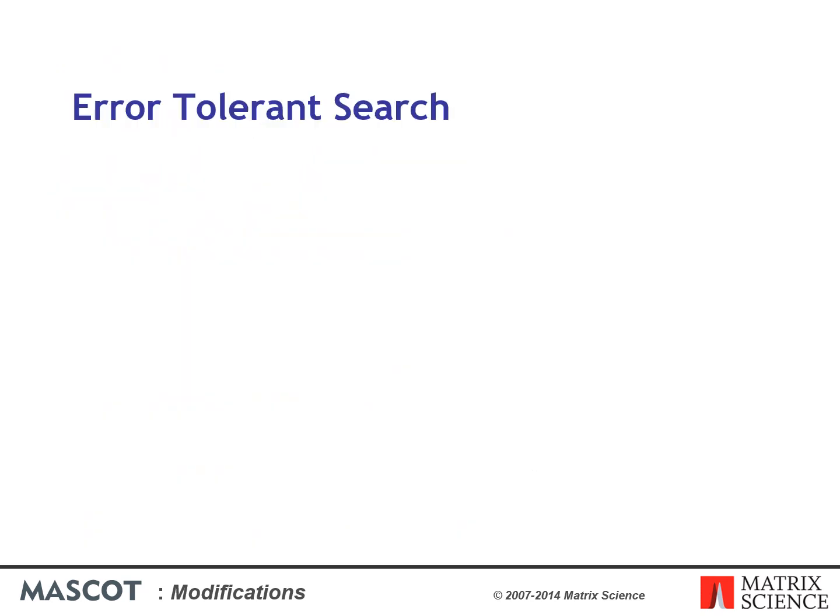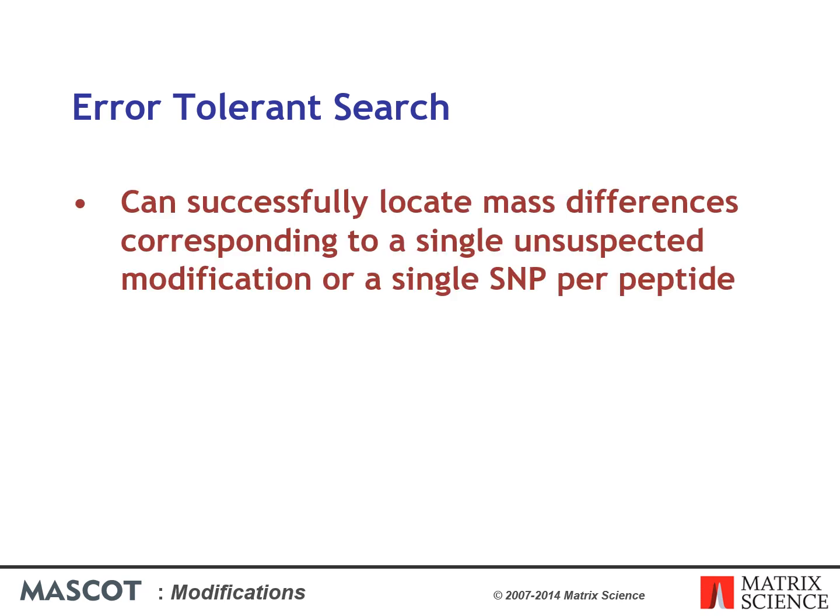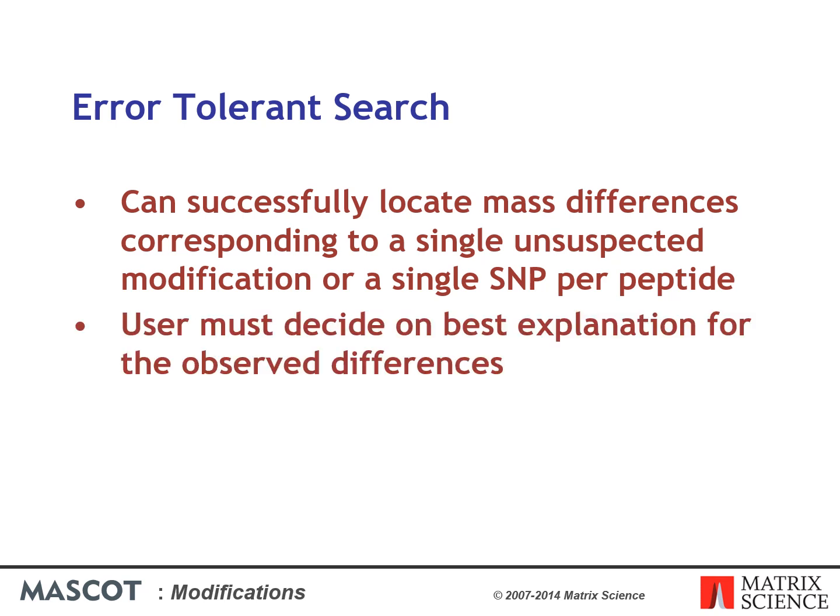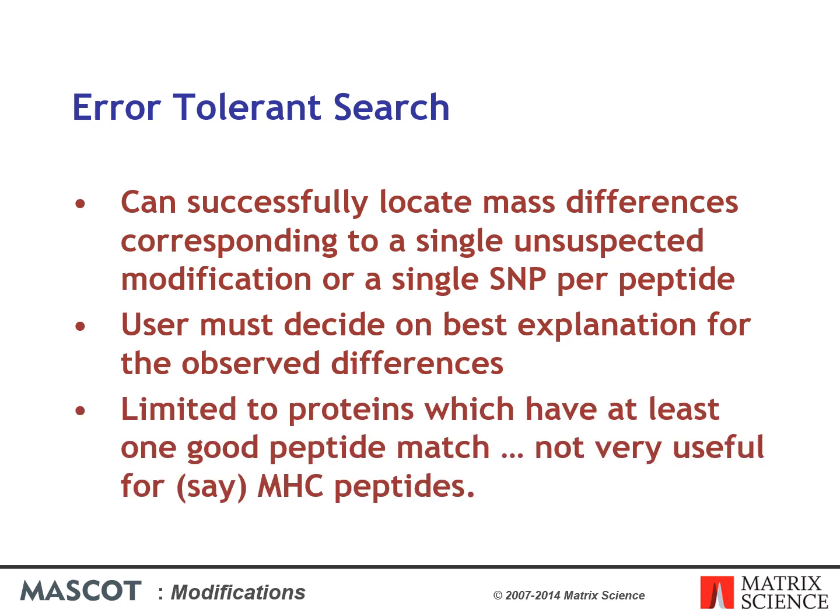In summary, an error-tolerant search can successfully locate mass differences corresponding to a single unsuspected modification or a single SNP per peptide. The user must decide on the best explanation for the observed differences. It is limited to proteins that have at least one good peptide match, so it's not very useful for, say, MHC peptides.